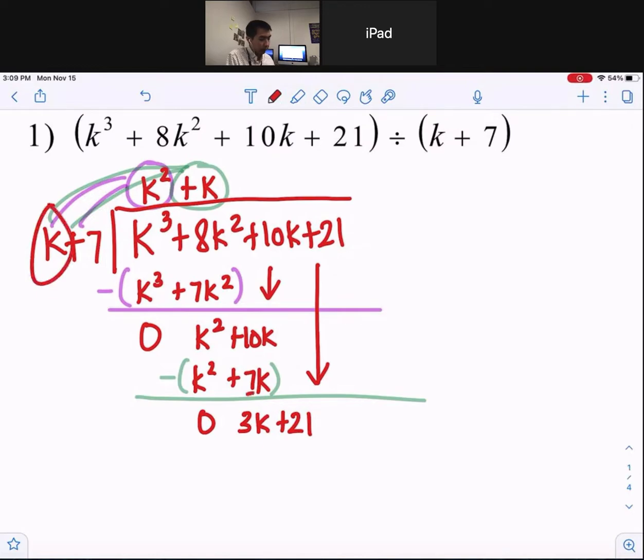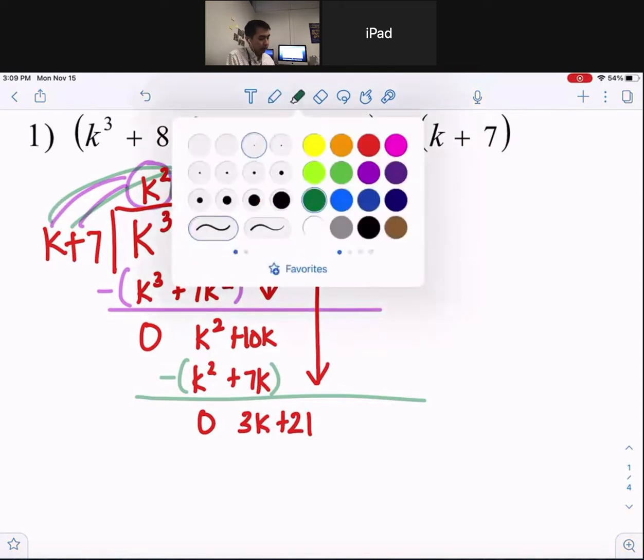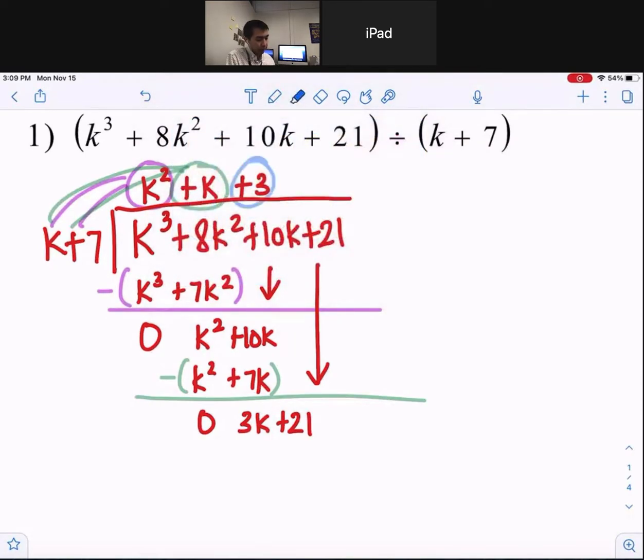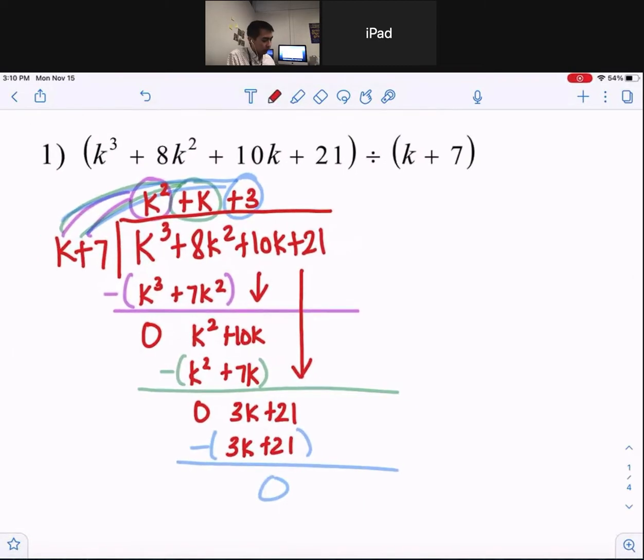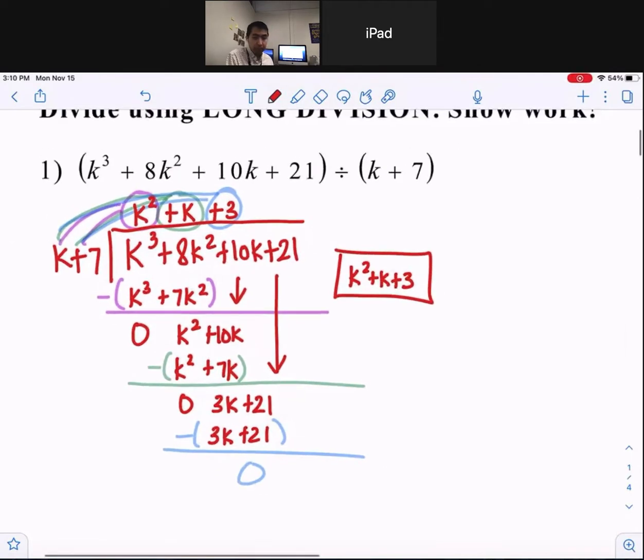What times k will give you 3k? That is 3. 3 times k would give you 3k. Distribute the 3 to both of those again, and you get 3 times k is 3k, 3 times 7, 21. And when you subtract that from each other, you're going to get 0. So your polynomial is going to be k squared plus k plus 3. Okay, so there's number 1.